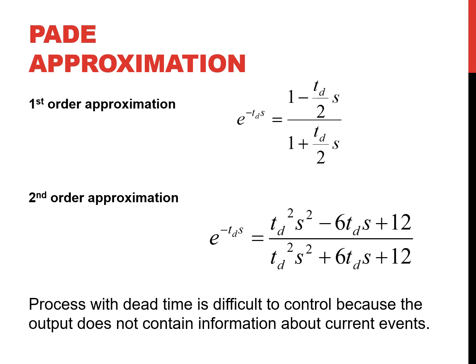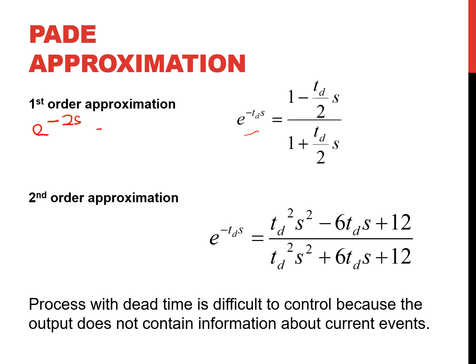So here, through the Padé approximation rules, if you have the exponent negative TD S, it can be converted into the common transfer function equal to 1 minus TD over 2S divided by 1 plus TD over 2S, where your time delay is divided by 2. For example, if you have exponent negative 2S, where the 2 is your time delay, let's say 2 seconds.